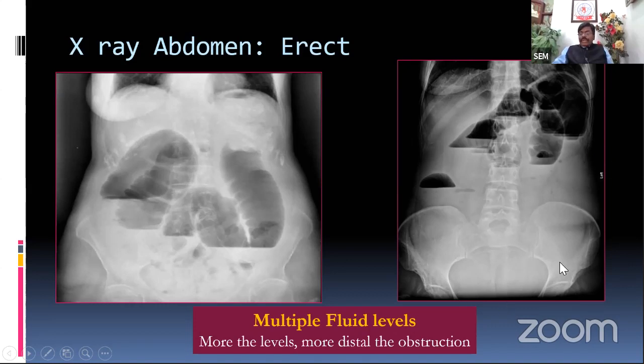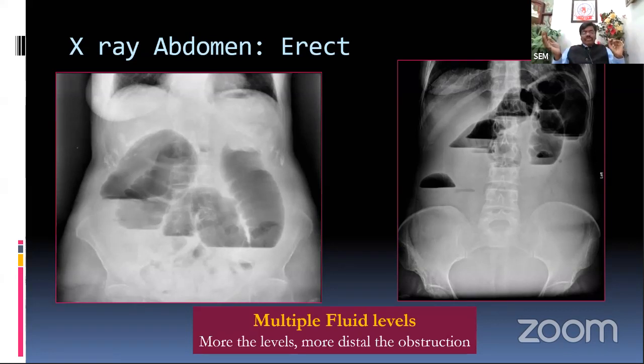And whatever you see white color, they're all fluid filled. You don't see the fluid filled because they merge with the rest of the whiteness. So this is what you see: the multiple fluid levels. Normal fluid levels, you and me, is only 2 levels. One, stomach, another is the ileocecal junction. Usually nothing more. So any level more than 2 is abnormal.